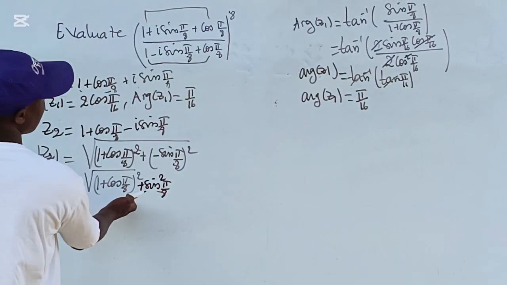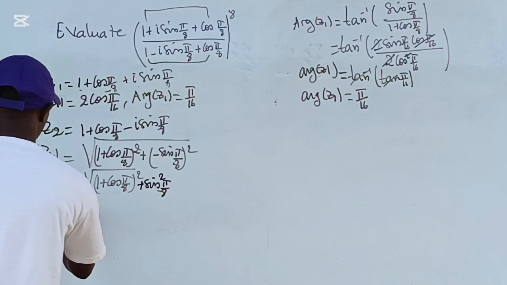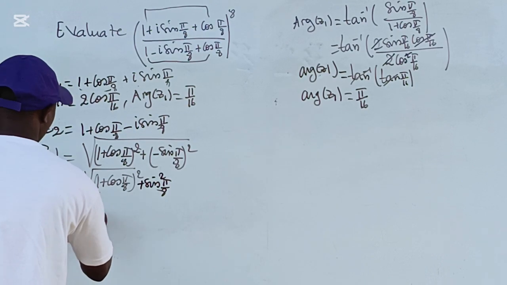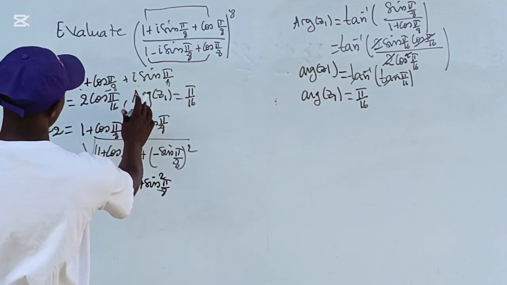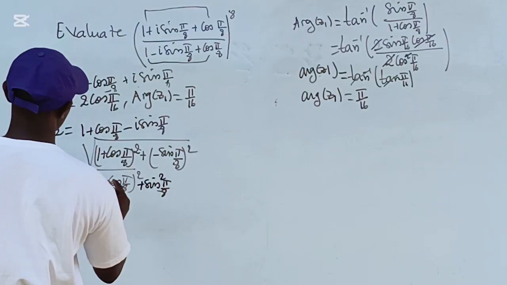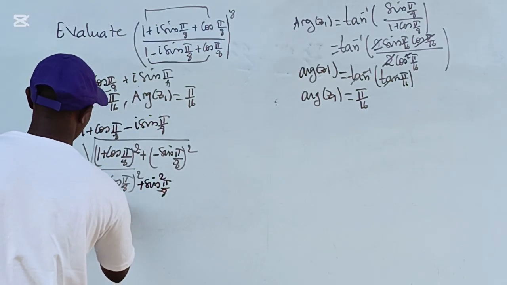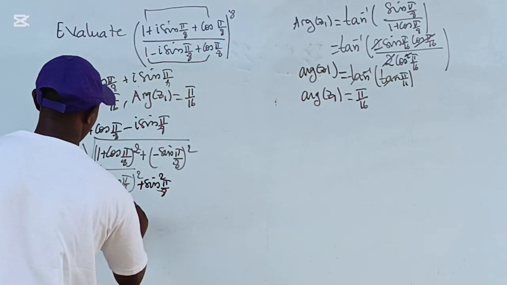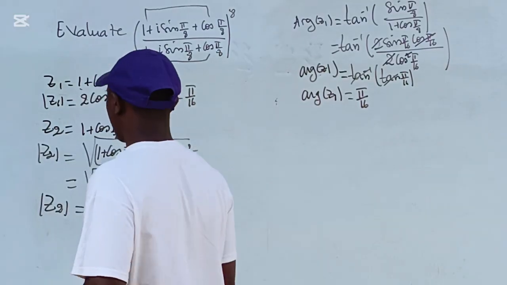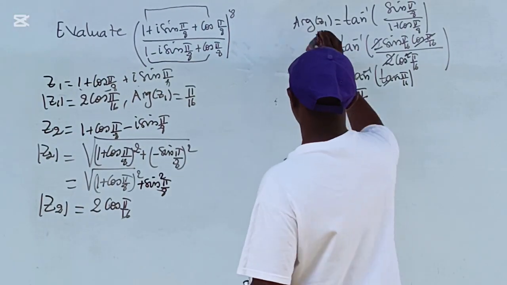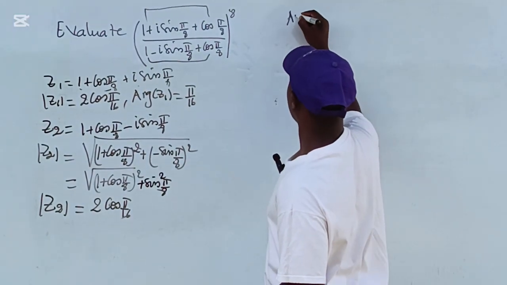You see, this is the same as what we had. The modulus of z2 is the same as the modulus of z1. This is 2 times cosine pi by 16. What about the argument of z2? Let's look for the argument of z2.